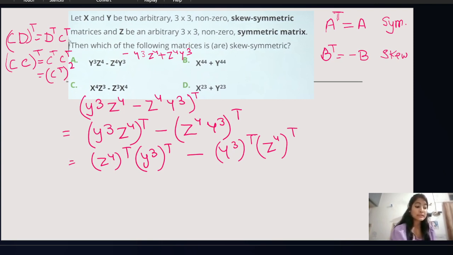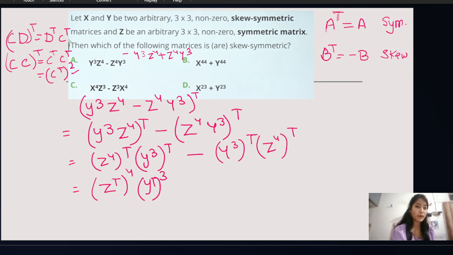So the square will come outside, because we have 2 times C, so 2 will come outside. And here we have Z^4, so this 4 will come outside. So we can write it like this: Z transpose, and this 4 will come outside. Like this, these two come outside, right? In the same way, this 4 will come outside, and here this 3 will come out.